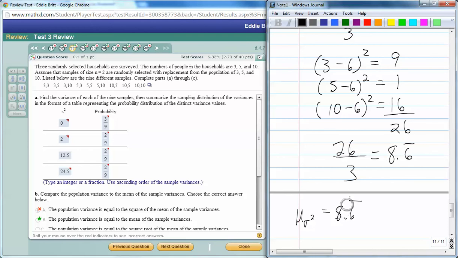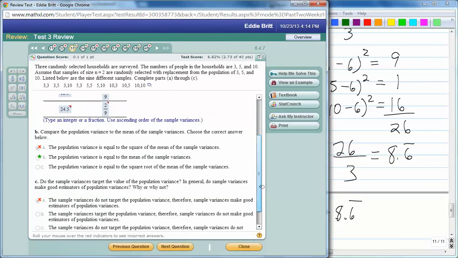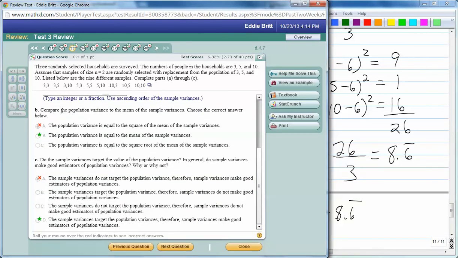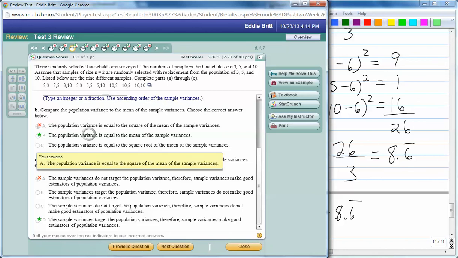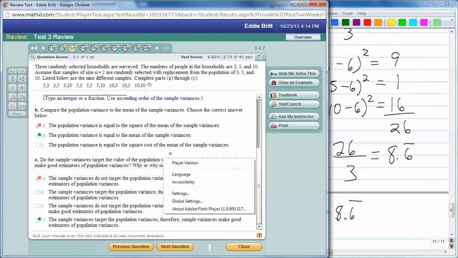Since it's the same, that means that the population variance is equal to the mean of the sample variances. That means that it actually targets. Down here, if you'll look, let me go over these questions. Compare the population variance to the mean. Choose the correct answer below. The population variance is equal to the mean of the sample variances. That's what I told you. So what does that mean, though? It says, do sample variances target the value of population variances?